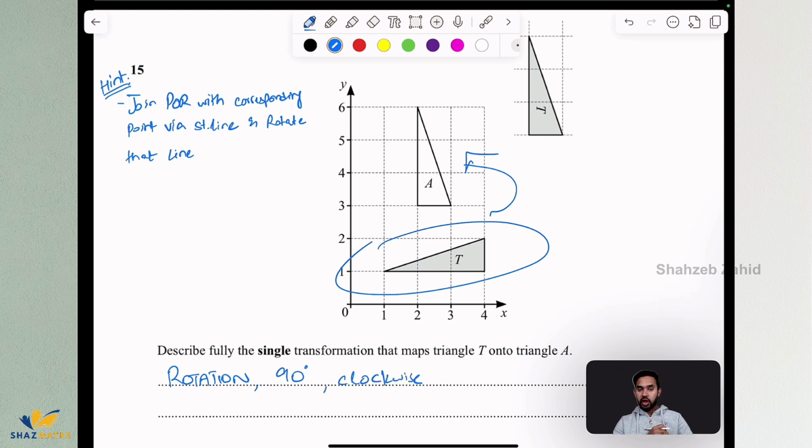But if you leave your answer till this point, you're going to end up getting either a single mark, or if the examiner is lenient, maybe a maximum of 2 marks, right? But you won't be getting 3 marks for this. The reason being you haven't mentioned the point of rotation. So how would we find out the point of rotation? Let's have a look.